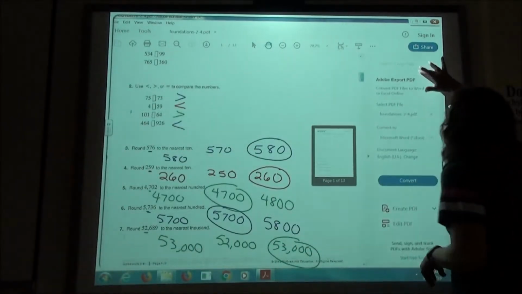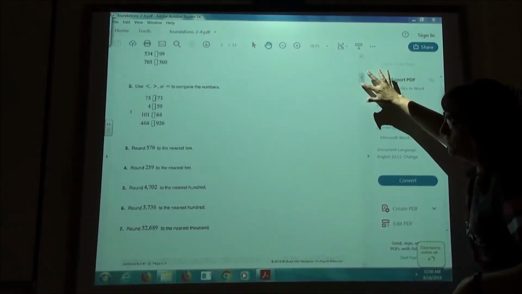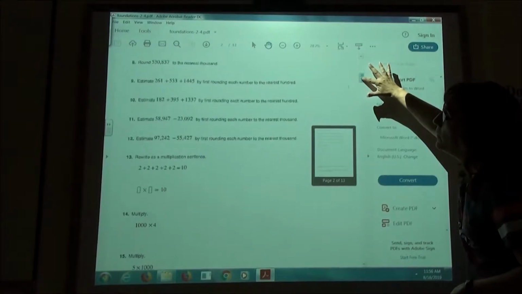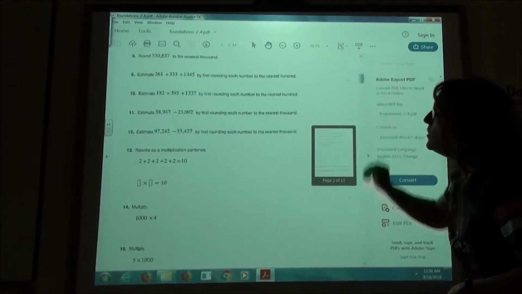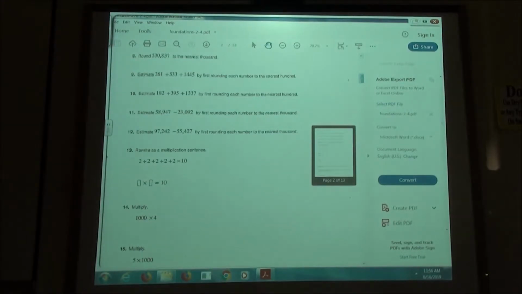All right. All right, rounding to the next page here. We're still doing one more rounding here. Round it to the nearest 1,000.